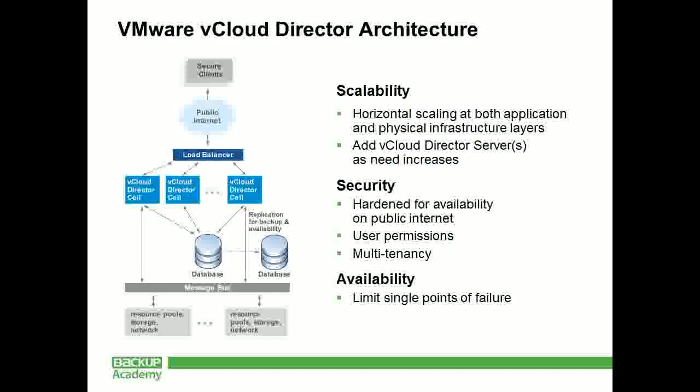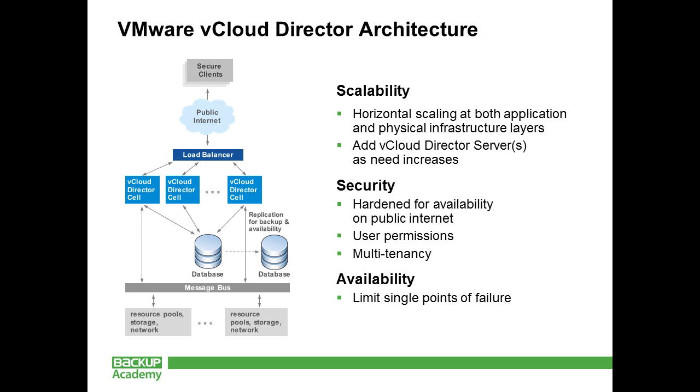So the architecture of vCloud Director has been designed to be scalable, secure and highly available. Now it scales horizontally at both the application and physical infrastructure layers, so you can build multiple cells to take up different roles and also to provide high availability should a cell fail. From a security perspective, this has been hardened for availability on the public internet. You have user permissions and also the ability to provide multi-tenancy capabilities.